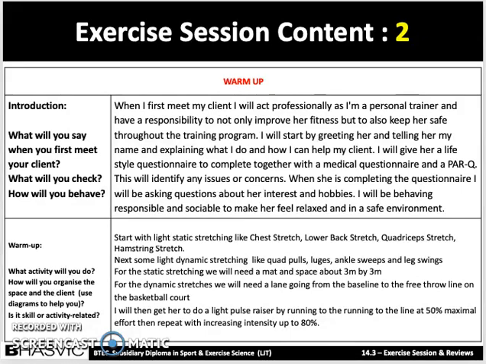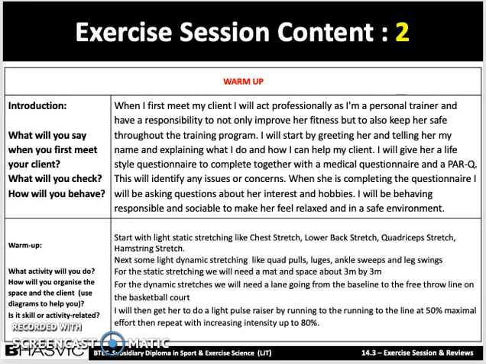I will give her a lifestyle questionnaire to complete, together with a medical questionnaire and a PAR-Q. This will identify any issues or concerns. When she is completing the questionnaires, I will be asking questions about her interests and hobbies. I will be behaving responsibly and sociably to make her feel relaxed and in a safe environment.